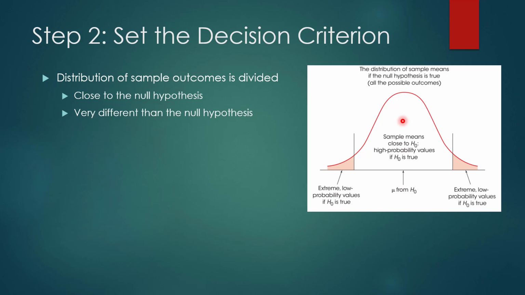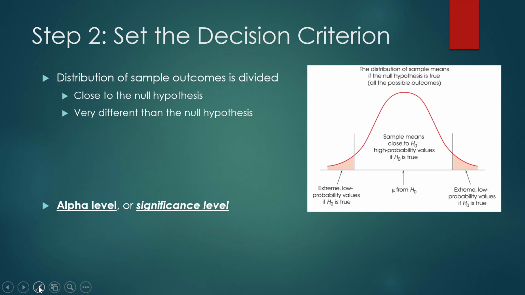Now we have these means here in the middle. And these sample means close to the null hypothesis, there's a very high probability. So if the null hypothesis is true, there's a high probability that these scores will fall in there. And it depends on what number we pick. This is called the alpha level. So these arbitrary lines are determined by our alpha level or our significance level.